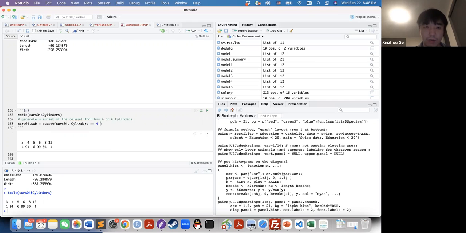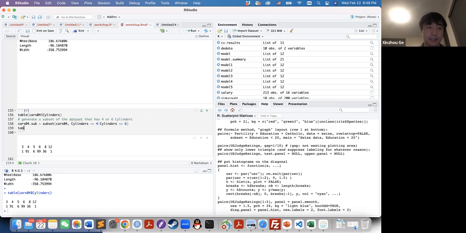So here we use the subset function, and this will have 2 arguments. The first argument is the name of the dataset, and the second will be a logical expression: whether the cylinder equals 4 or cylinder equals 6. And this will give you a subset.